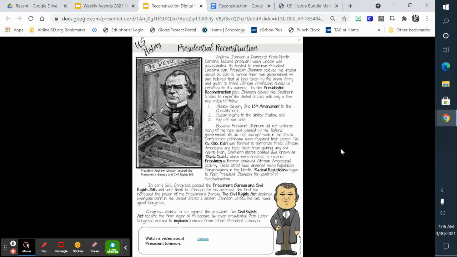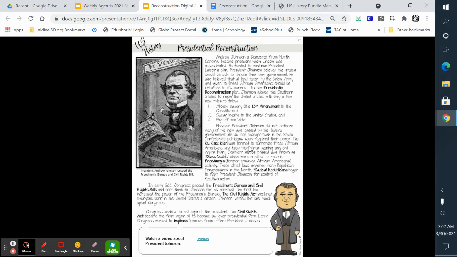We also talked about Andrew Johnson, who became president after Lincoln's assassination, and who had only very few requirements to allow the South back into the Union. If we remember, if we looked at the presidential reconstruction, right here where it says abolish slavery, the 13th Amendment to the Constitution, swear loyalty to the United States, and pay off war debt. Those were the three requirements that Andrew Johnson required of individual states to return back to the Union.